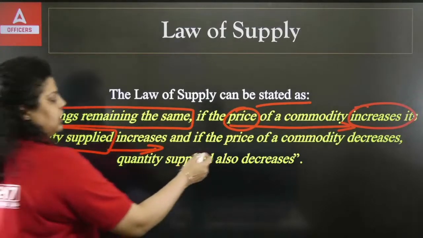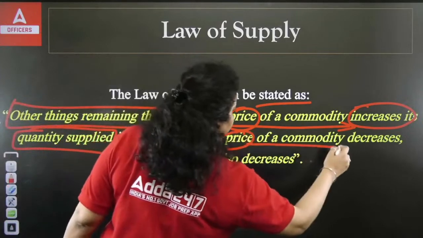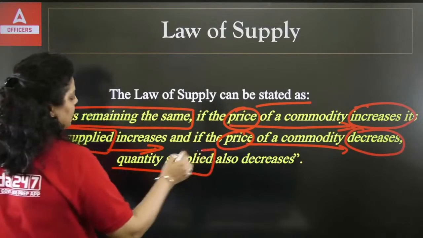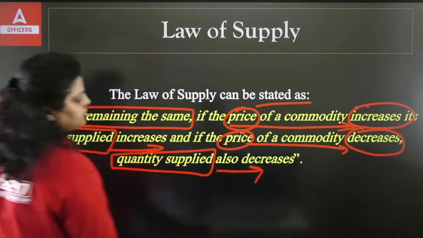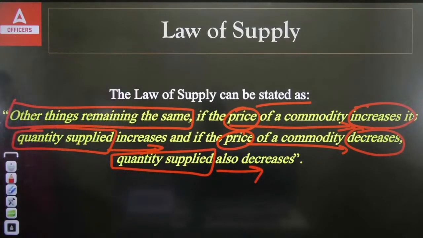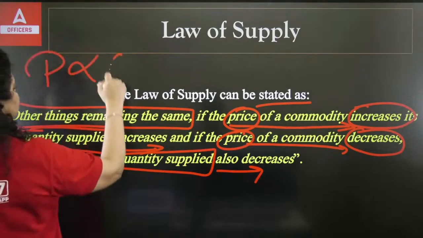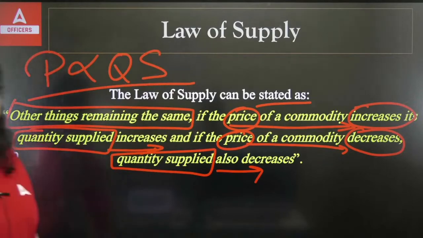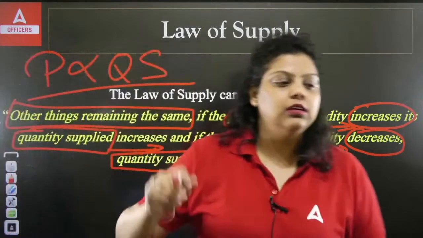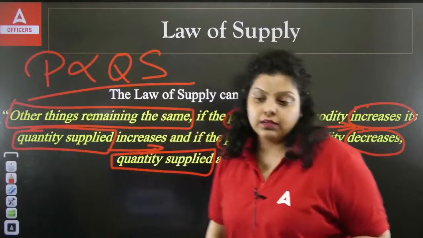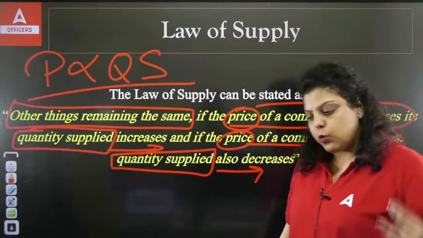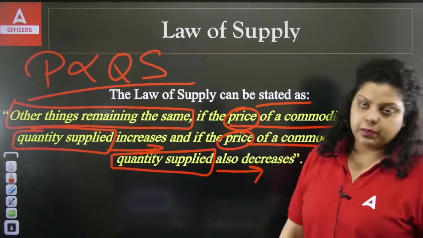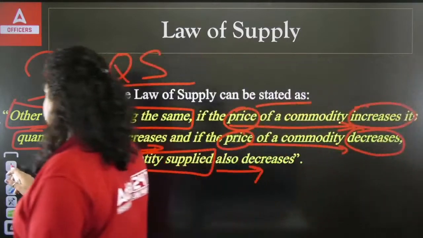And if the price of a commodity decreases, the quantity supplied will also decrease. So it's very obvious, price and quantity supplied have a direct relation. If price is increasing, the quantity supplied will increase. And if the price is decreasing, the quantity supplied will decrease. This is the relation of the law of supply. This is what the law of supply defines.